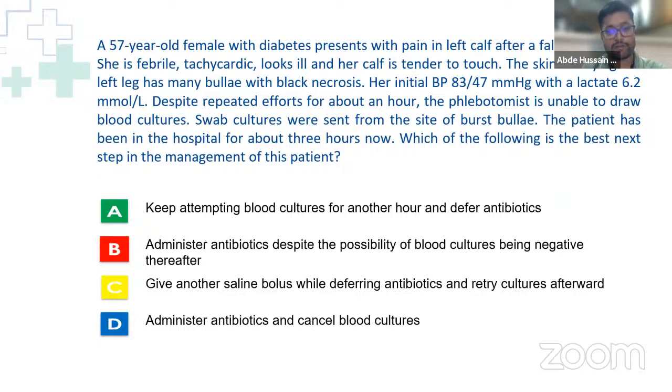Despite repeated efforts for about an hour, the phlebotomist is unable to draw blood cultures. Swab cultures were sent from the site of the first bulla. The patient has been in the hospital for about 3 hours now. Which of the following is the best next step in the management of the patient? Are we going to wait for the blood cultures to be taken? Should the phlebotomist keep attempting further blood cultures?